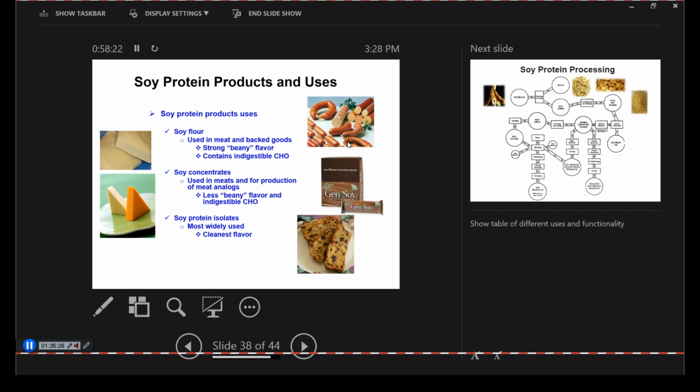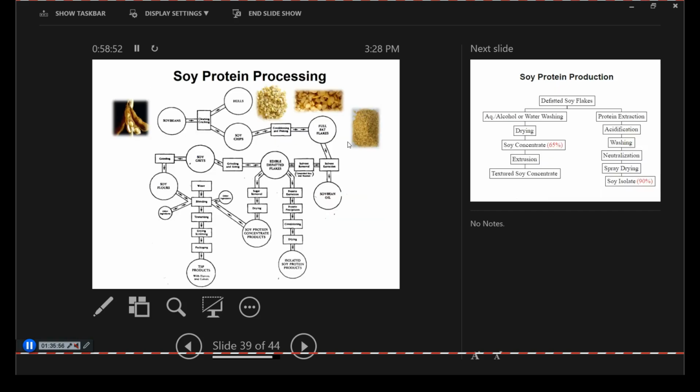Soy concentrate has less beany flavor because it has been treated with alcohol extraction, and we have less indigestible carbohydrate because the oligosaccharides have been removed with the alcohol treatment. And soy protein isolate has the cleanest flavor. It doesn't have a high concentration of sugars or oligosaccharides or fiber, and flavors have been removed during processing. This is the general processing scheme for soy.